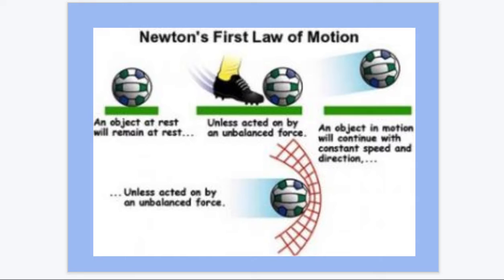So you can see this here. That soccer ball is at rest. It's being acted on by another force, someone kicking it. Now, once it's kicked, this object's going to stay in motion until it's acted on by an unbalanced force. You've got the wind, you've got the net. There's a lot of forces coming at the ball from the opposite direction, which eventually does cause it to stop.